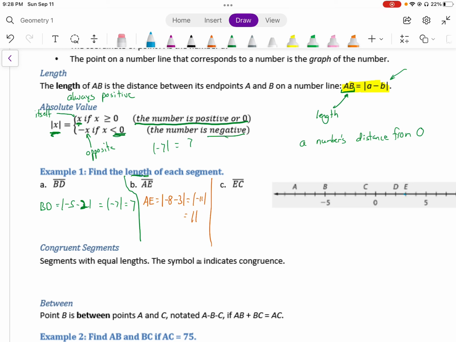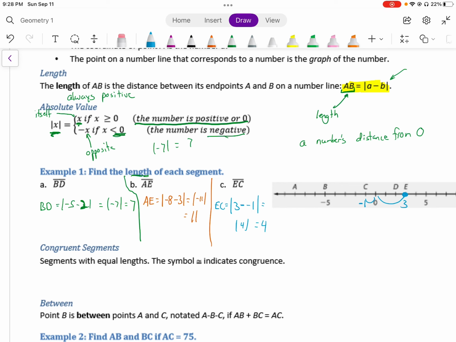So E is at 3. C is at -1. EC equals the absolute value of E's coordinate, 3, minus C's coordinate, -1, which is the absolute value of 4, which is just 4. And again, 1 unit plus the 3 units is 4 units. All right, so that's length.